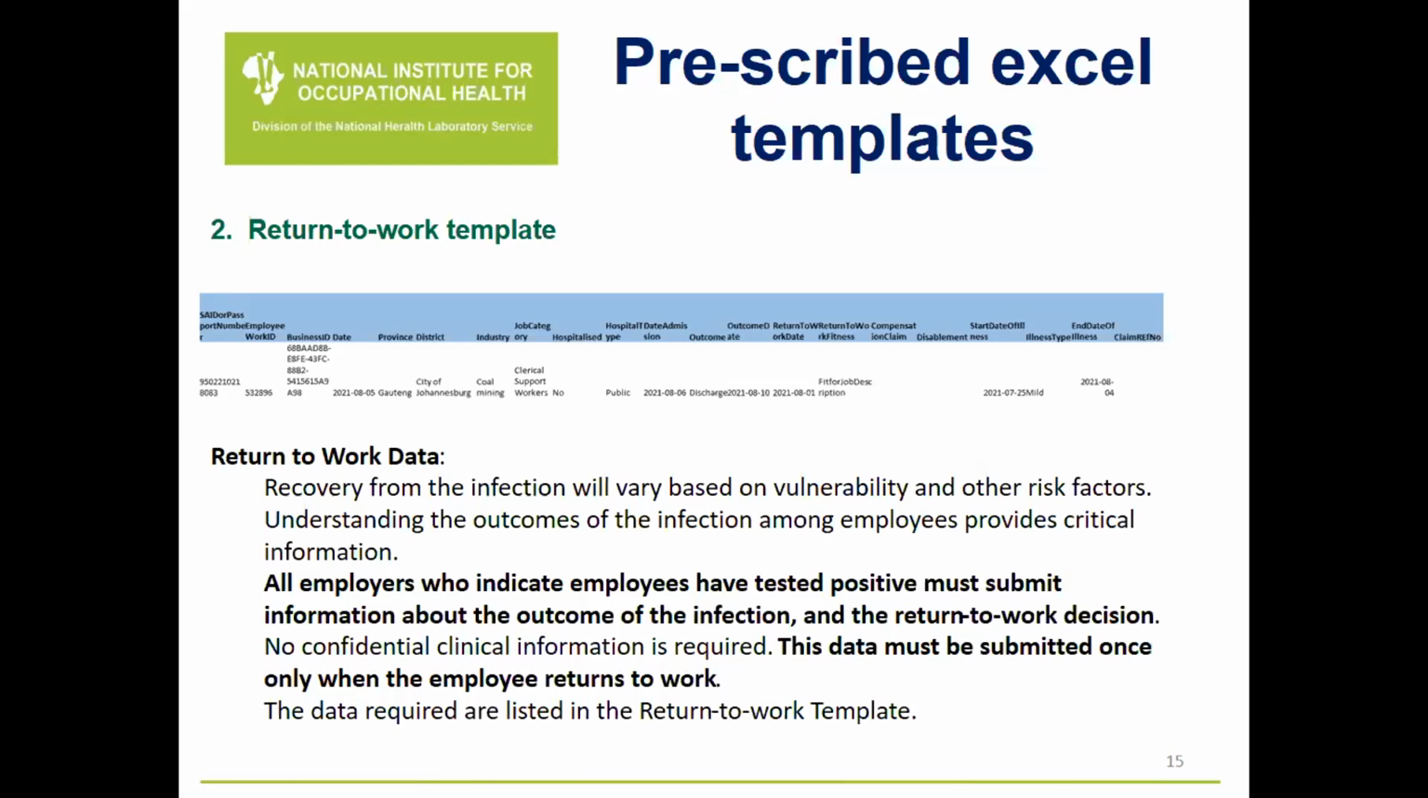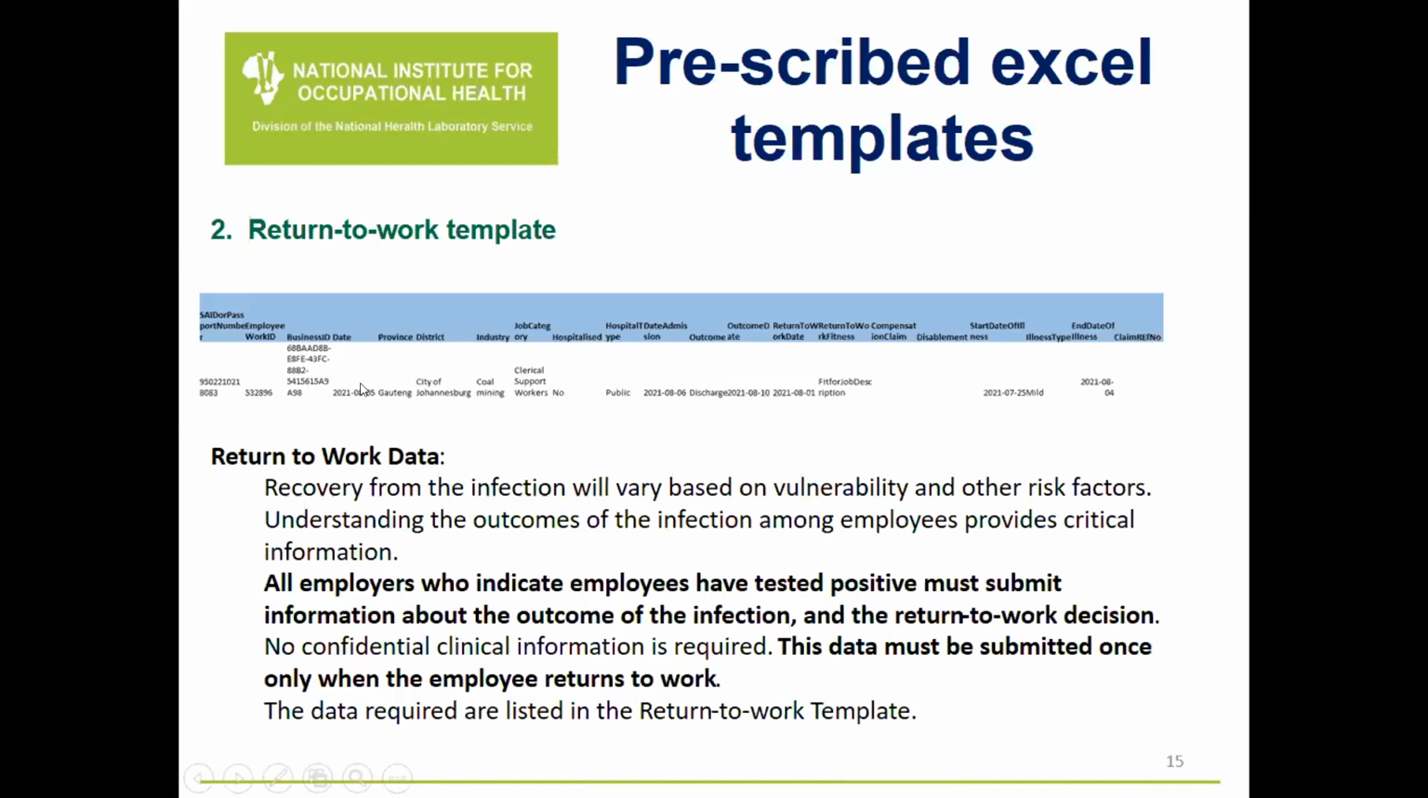The data required are listed in the return to work template, which we have as our headers here. The first column is the SA ID number or passport number, employee work ID. The employee work ID column is optional. If you don't have any employee work ID in your companies, you can leave the column blank. And then the next one is the business ID column, which is the business ID that you received during registration. Please make sure that it's 36 characters. It's the right business ID, as I've said before.